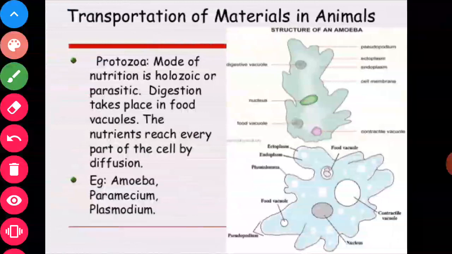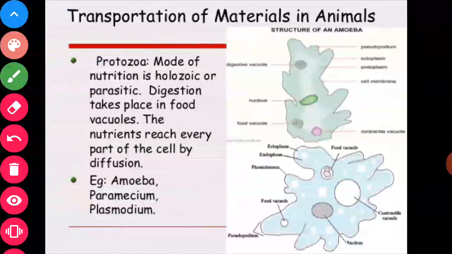As far as the protozoans are concerned, the mode of nutrition is holozoic. We know there are two types of mode of nutrition: first is autotrophic, second is heterotrophic. Heterotrophic is further divided into three types: saprophytic, parasitic, and holozoic. We know that in protozoa the mode of nutrition is holozoic or parasitic. Sometimes it's holozoic, sometimes it is parasitic. Digestion takes place in the food vacuoles that are present in the protozoans.